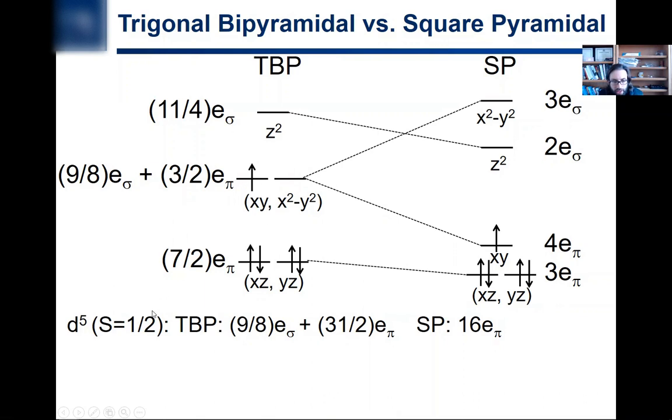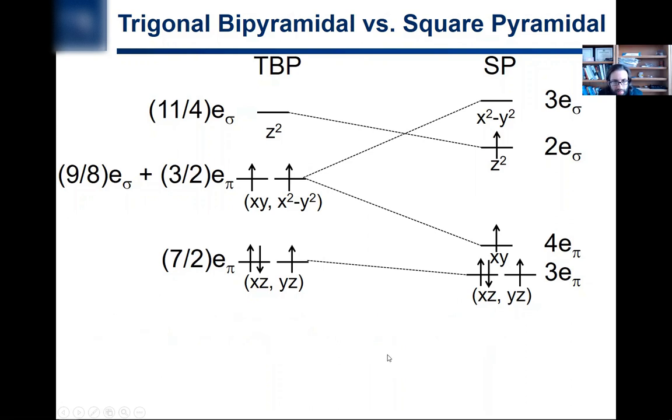Doublet, one unpaired electron, S equals 1/2. If you compare the TBP versus the SP, TBP has this 9/8 e sigma term. The SP doesn't. So TBP is going to be way less stable. It's going to be destabilized compared to SP, which is much lower in energy. So it's always going to be SP no matter what your ligands are.